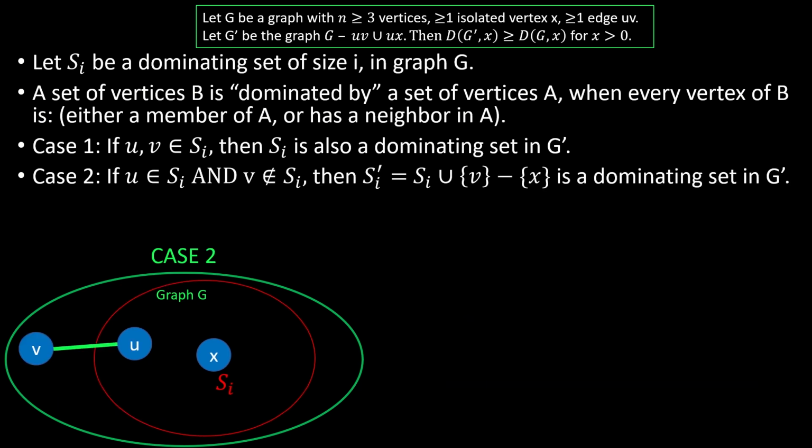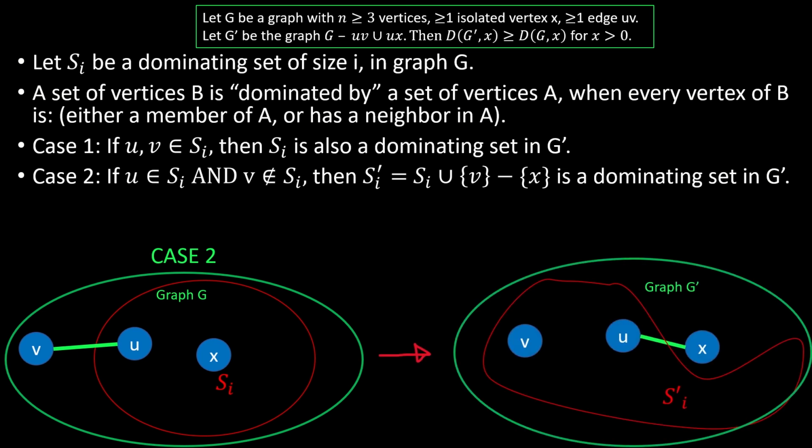Case 2 is if the first endpoint, u, of our edge is in S_i, and the second endpoint, v, is not in S_i. Then if we take S_i, include vertex v, and exclude vertex x, we get a new set S prime sub i, which is a dominating set in G prime. First, note that this new set has the same size as S_i. Secondly, since it includes vertex u, which is adjacent to vertex x, and since it includes vertex v, we can say that S prime sub i dominates vertices u, v, and x.